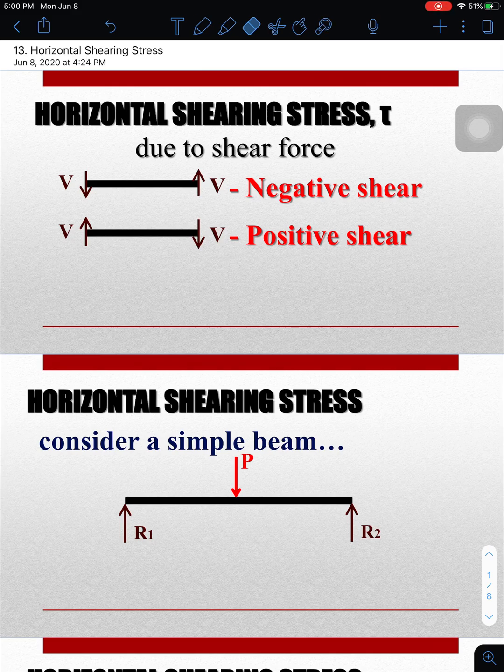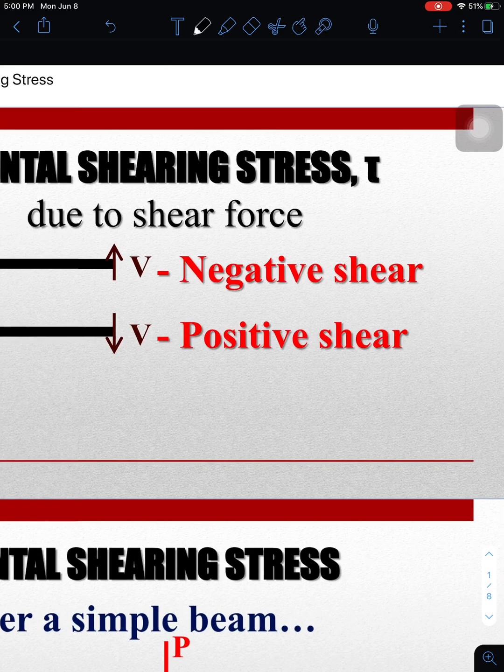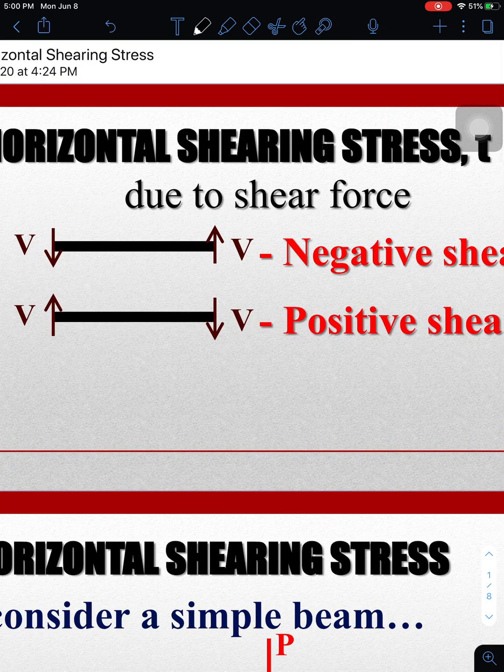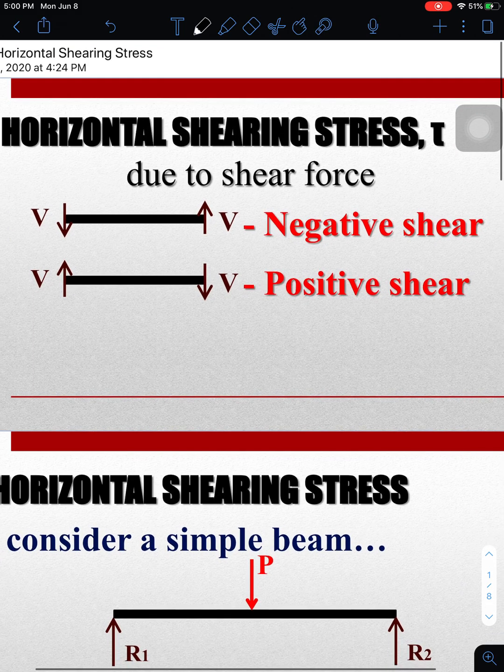So, the continuation to one of the topics in stresses in beams is the horizontal shearing stress, and it's represented by the same symbol, tau. Horizontal shearing stress is developed due to shear forces, and you know what shear force is all about. It's the kind of force that breaks your beam or breaks your structure.